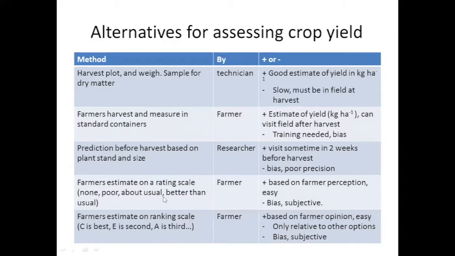Another option is not to try and measure it directly at all, but just have farmers estimate it. And not even estimate it in terms of kilograms, but estimate it on a scale like: it was poor, it's about the same as usual, it's much better than usual. And actually that has some strong advantages.